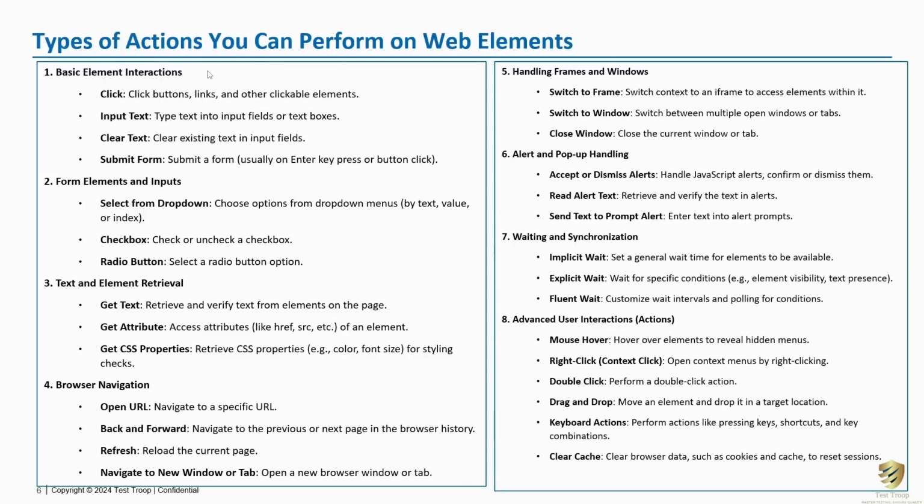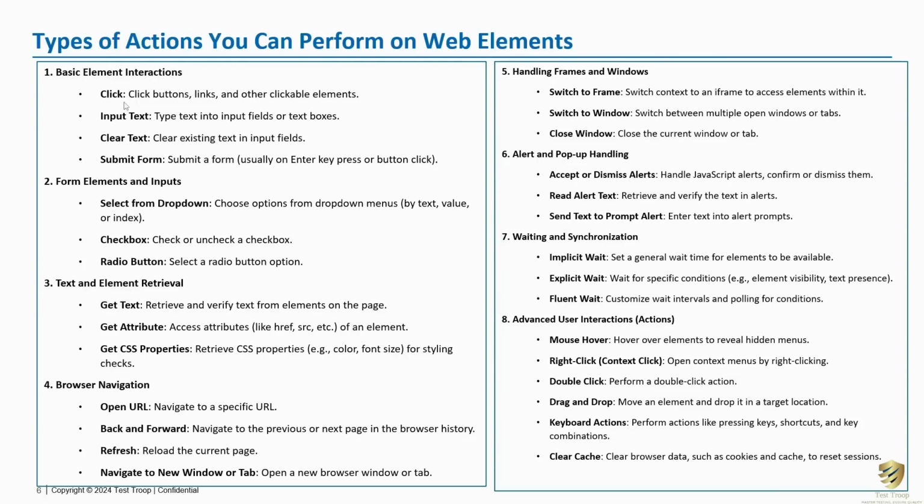Now let us try to understand the different types of actions that you can perform with a web element. Here I have put a consolidated list of actions. We will not go into detail, but we will try to understand each of these operations. The first category is basic element operations, where you will be performing click, input text, clear text, and submitting forms.